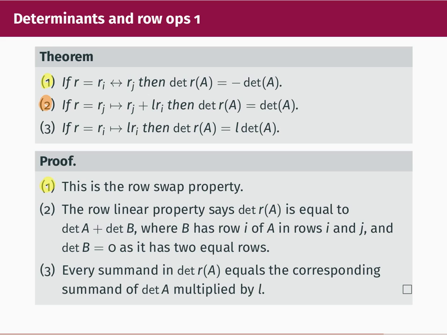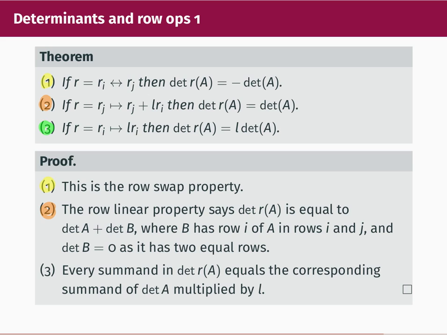Well, this time it follows directly from the row linearity property. The row linearity property says that the determinant of R of A is equal to the determinant of A plus the determinant of B, where B has row i in rows i and j. But the determinant of B is equal to 0 because it's got two equal rows. So we just get the determinant of A again.